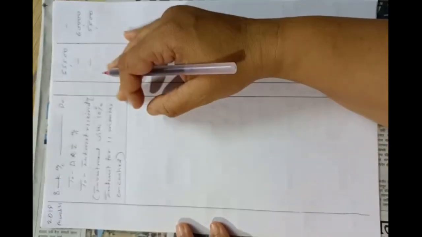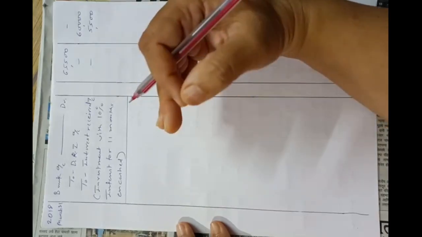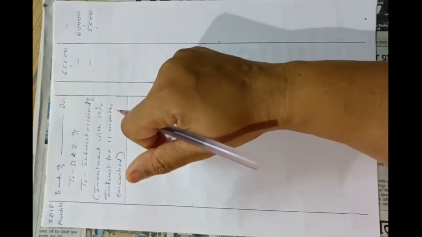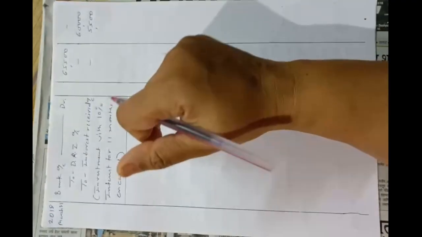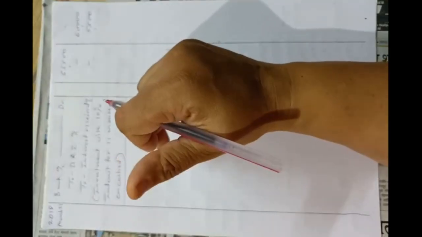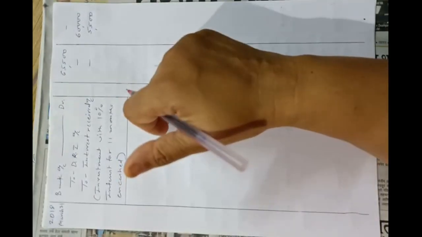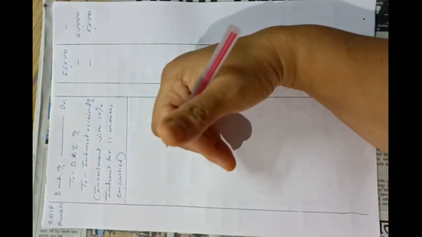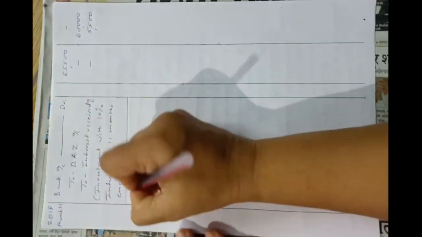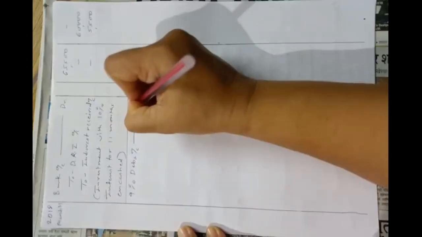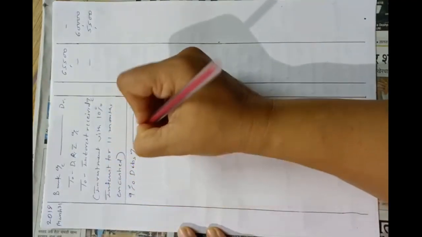Now after selling the investment, they will show the amount due on redemption. So on 31st March the entry will be, in case debentures are redeemable at par, debentures account debit to debenture holders account. But in this problem, these debentures are redeemable at 10% premium. So the entry will be 9% debentures account debit, premium on redemption of debentures account debit to debenture holders account.